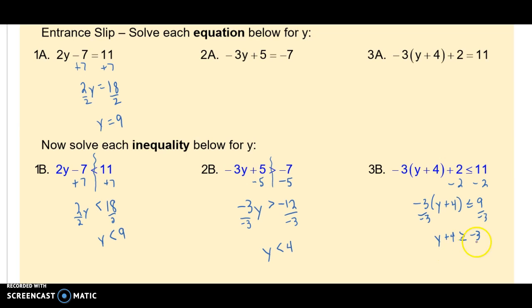And then to finish it off, I've got to subtract 4 from both sides of the inequality, giving me y is greater than or equal to negative 7. And there's my solution. So those are all worked out, ready to go.